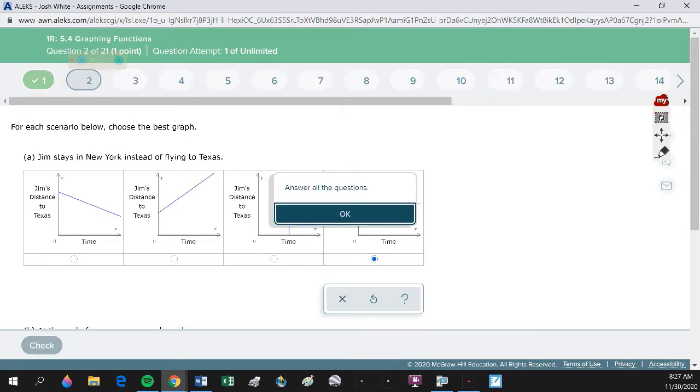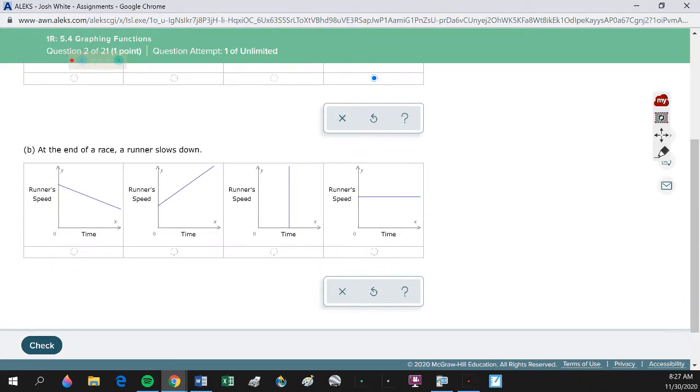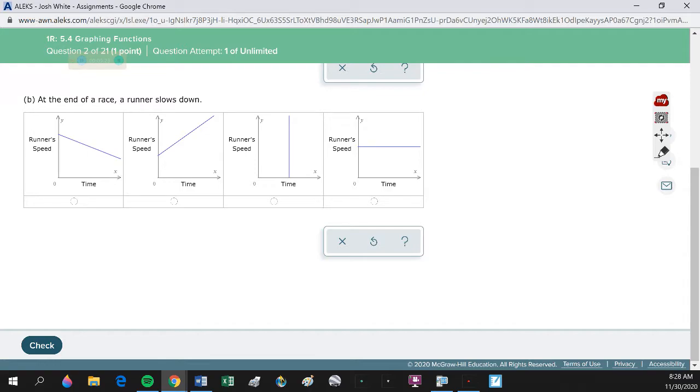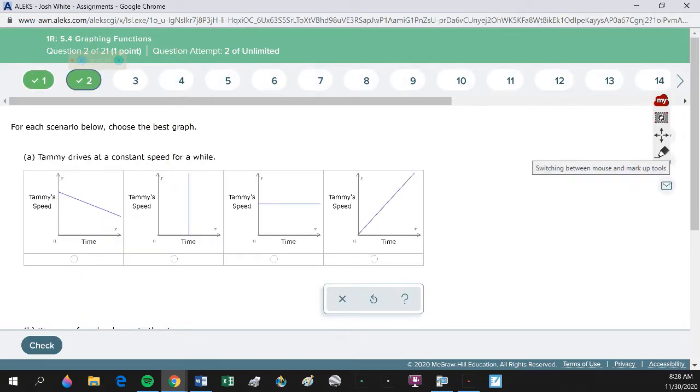So let's do another one of these. Answer all the questions. At the end of a race, a runner slows down. So over time, his speed is going down, so it would be the first one. Okay, let's try another one of these. Tammy drives at a constant speed for a while. The third one.